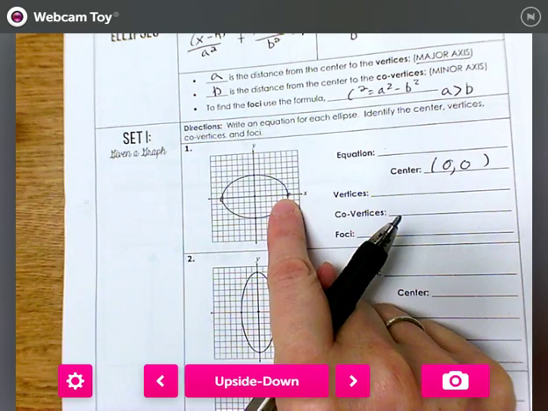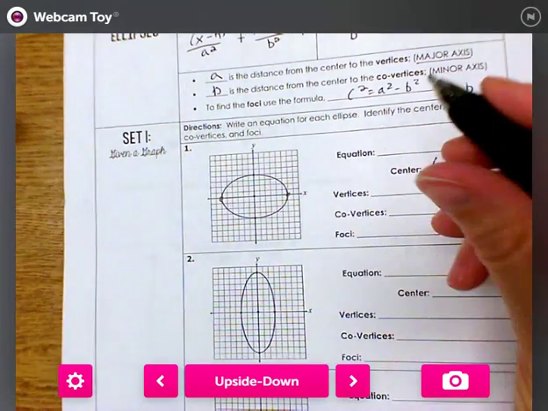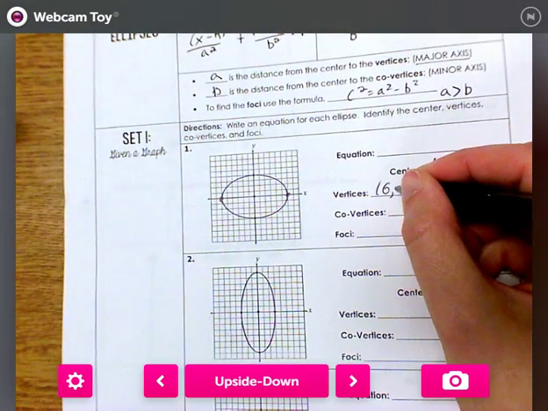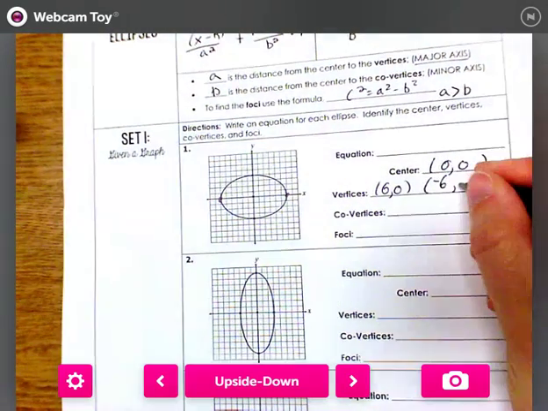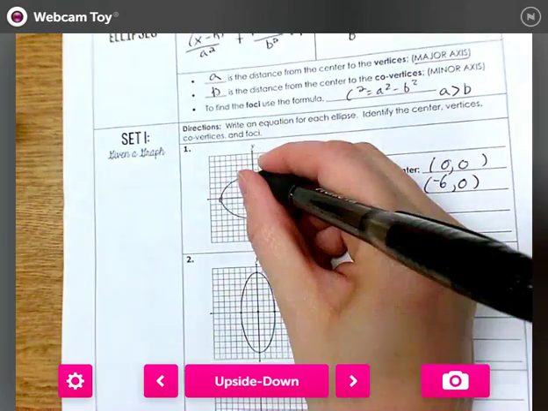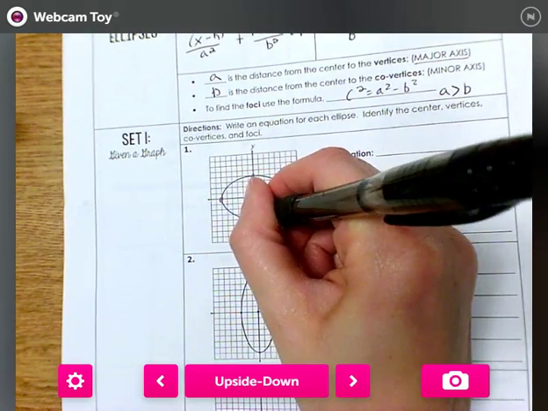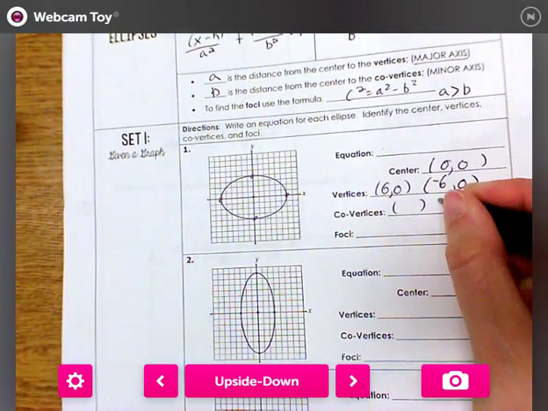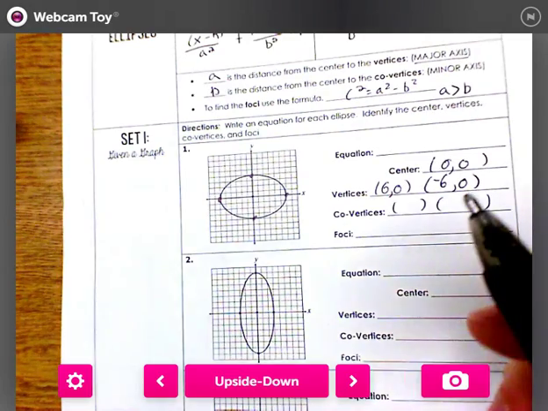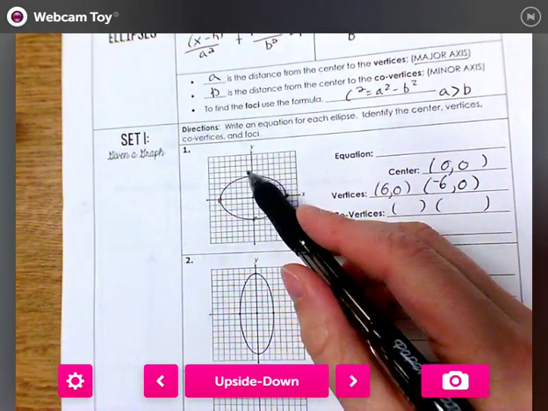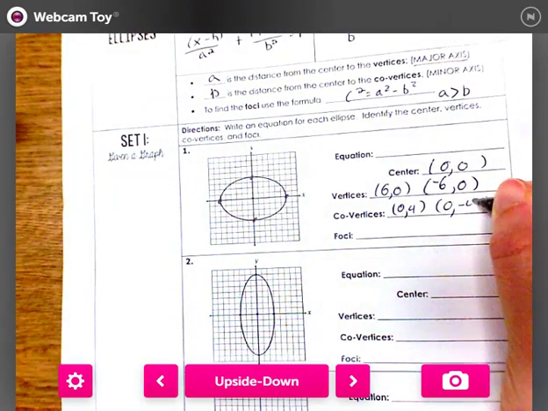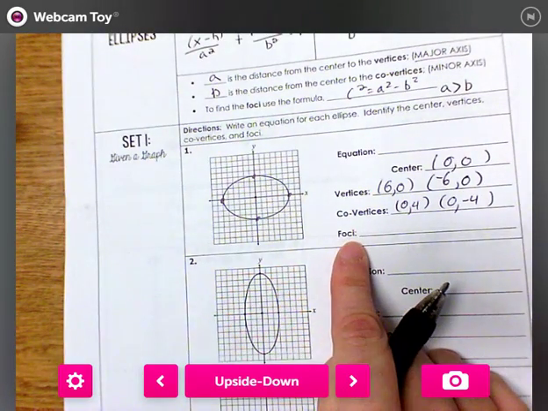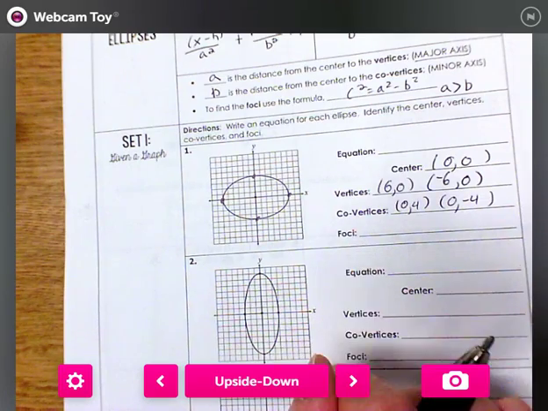If we're looking at this one right here, this is 6, 0, agreed? So the other one should be negative 6, 0. Good. My co-vertices are these smaller points right here. So they would be 0, 4 and 0, negative 4. Good. Now I just have to find the foci, or the focus points.